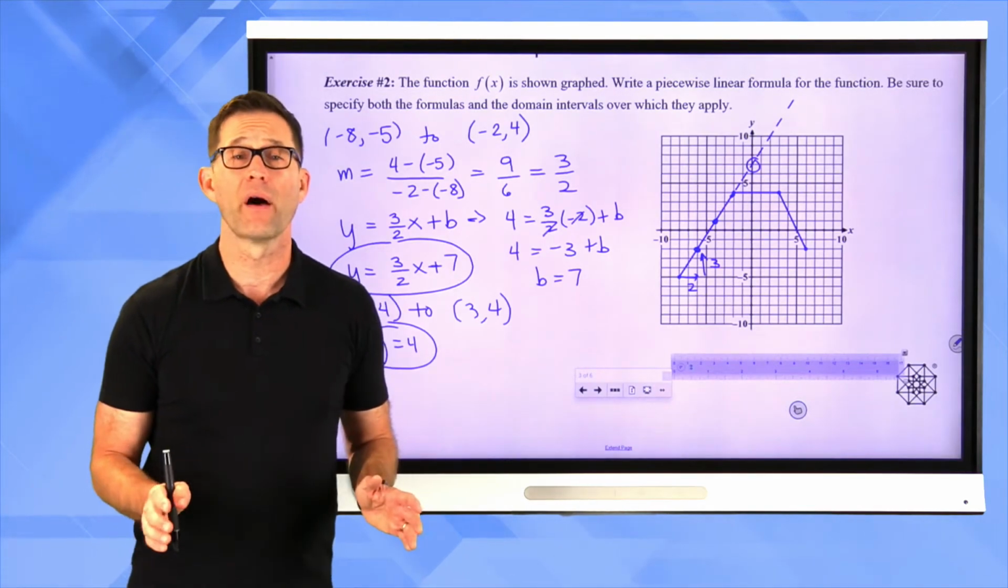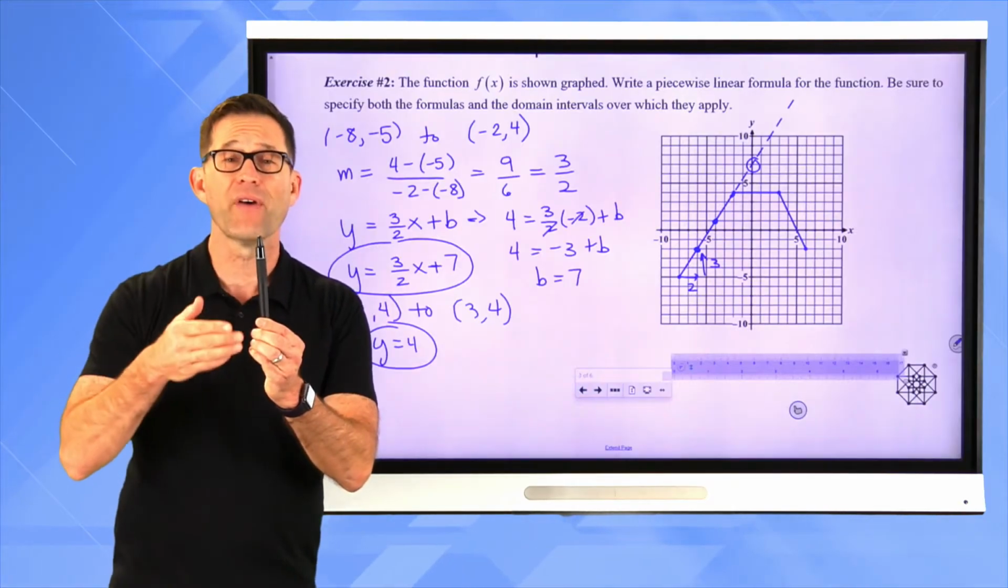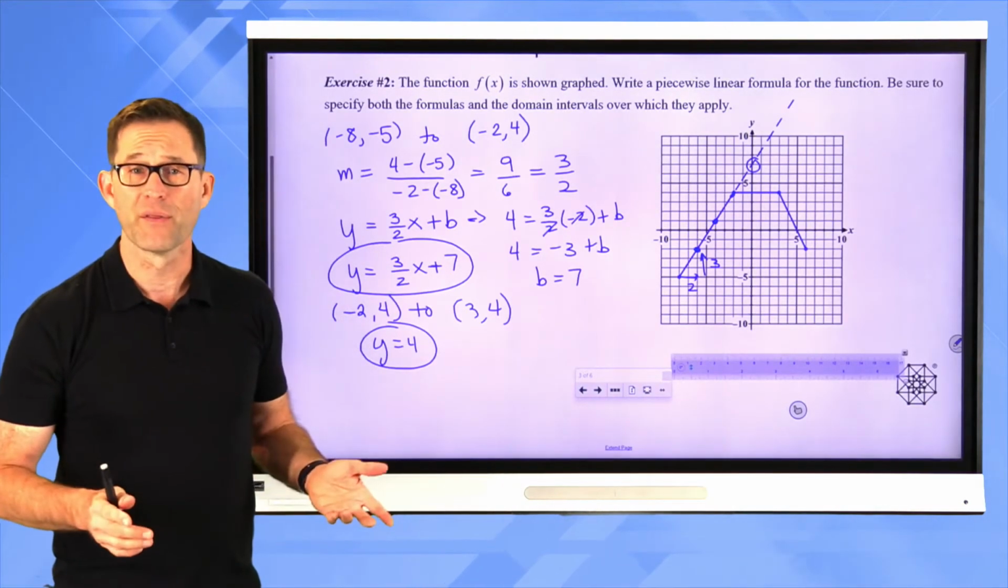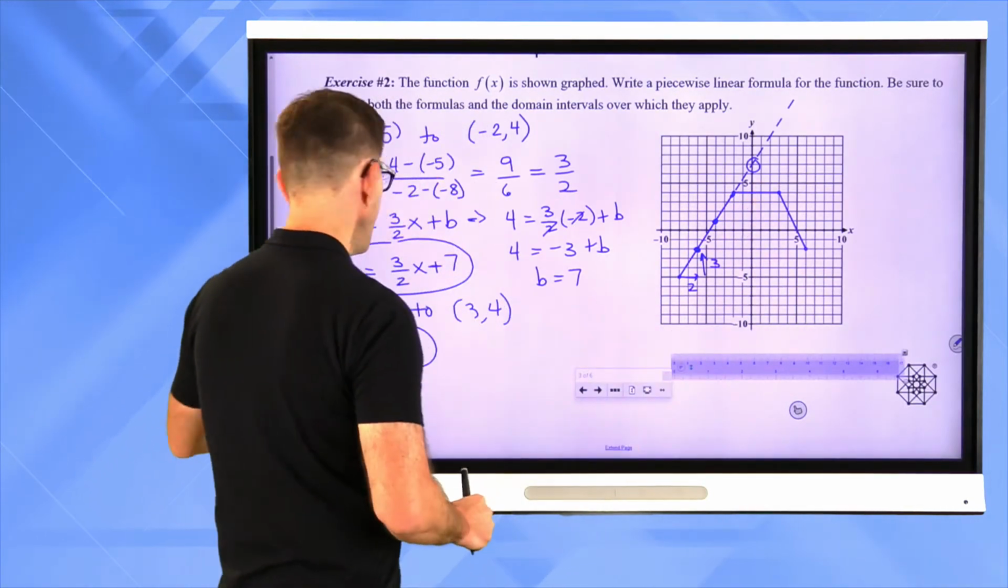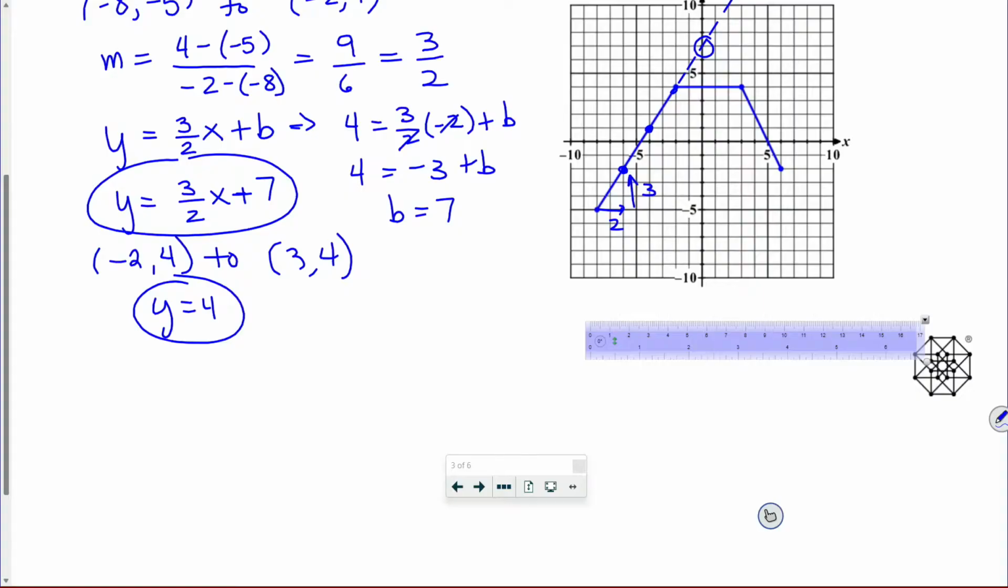Remember, horizontal lines have y equals a number equations. Vertical lines, however, have x equals a number equations. Now, the final part of this formula is the one that goes, and let me extend this page a little bit, from (3, 4) to the point (6, -2).